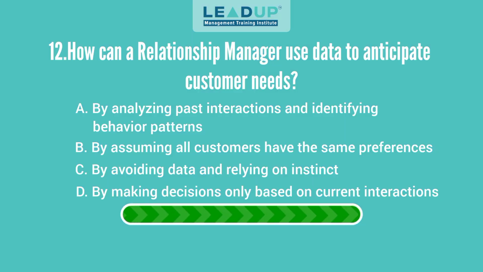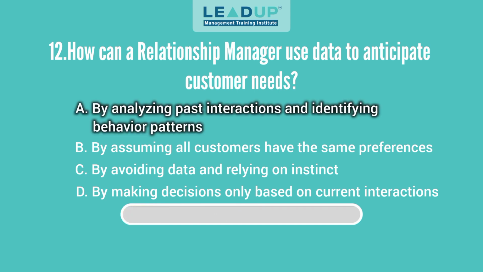Question 12. How can a relationship manager use data to anticipate customer needs? A. By analyzing past interactions and identifying behavior patterns. B. By assuming all customers have the same preferences. C. By avoiding data and relying on instinct. And D. By making decisions only based on current interactions. Answer: by analyzing past interactions and identifying behavior patterns.